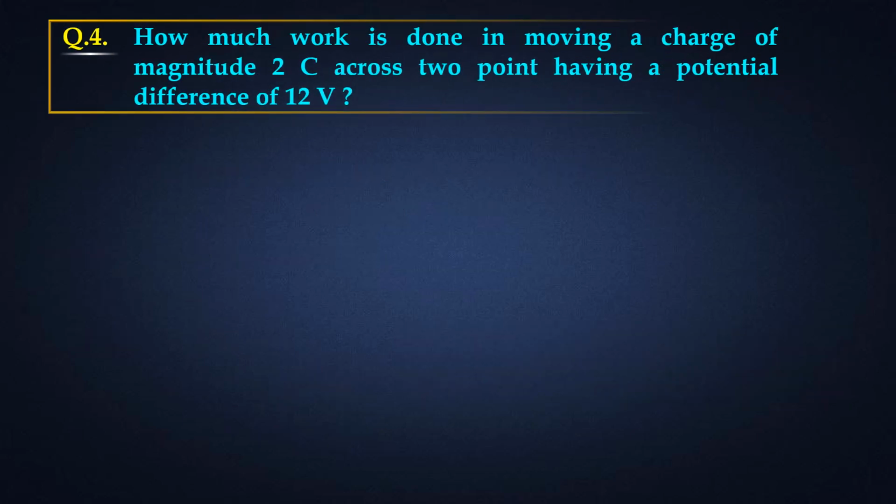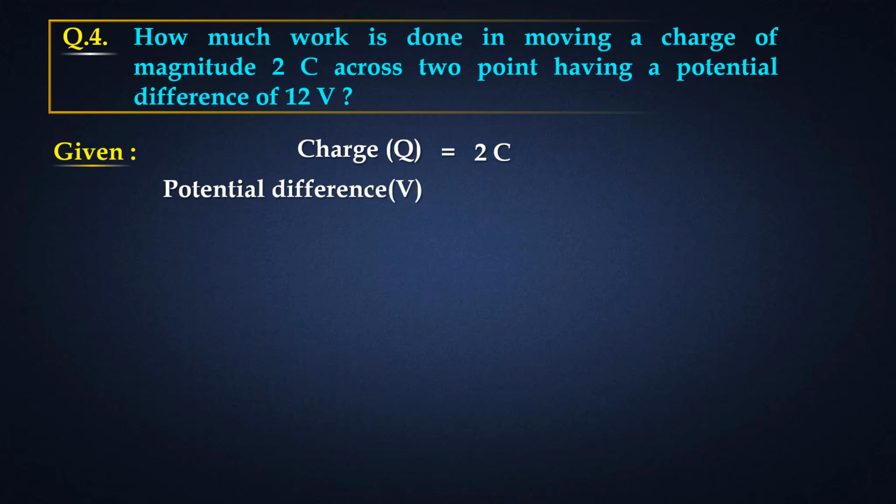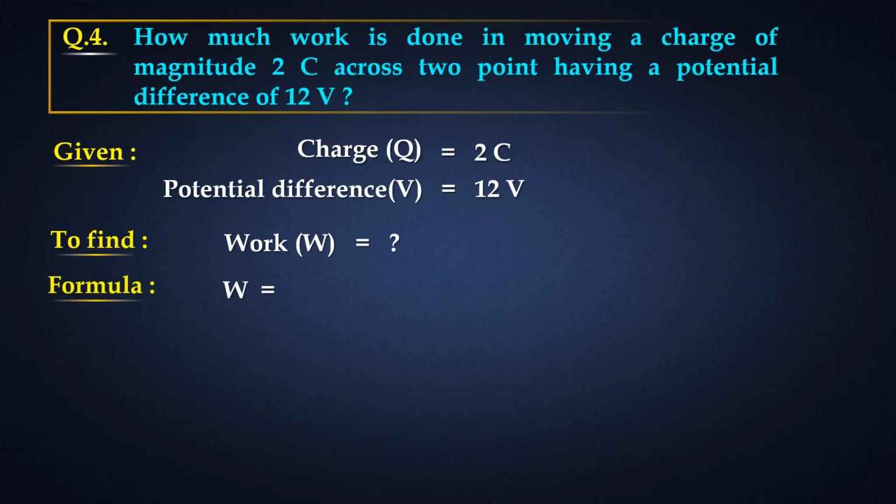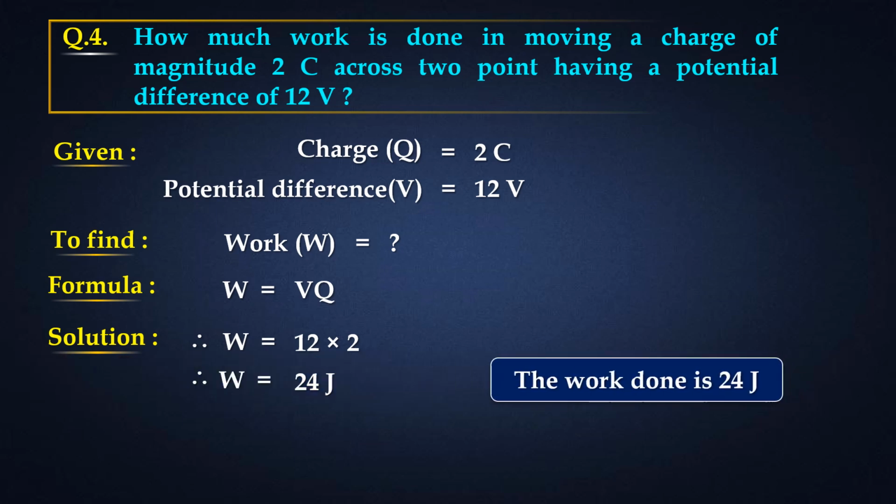Question number 4. How much work is done in moving a charge of magnitude 2 coulomb across 2 points having a potential difference of 12 volt? Given charge Q as 2 coulomb, potential difference V as 12 volt. To find work W, this question mark is there. So we're using the formula W is equal to VQ. Solution W is equal to 12 into 2. Therefore, your work done is 24 joule. So the answer is the work done is 24 joule.